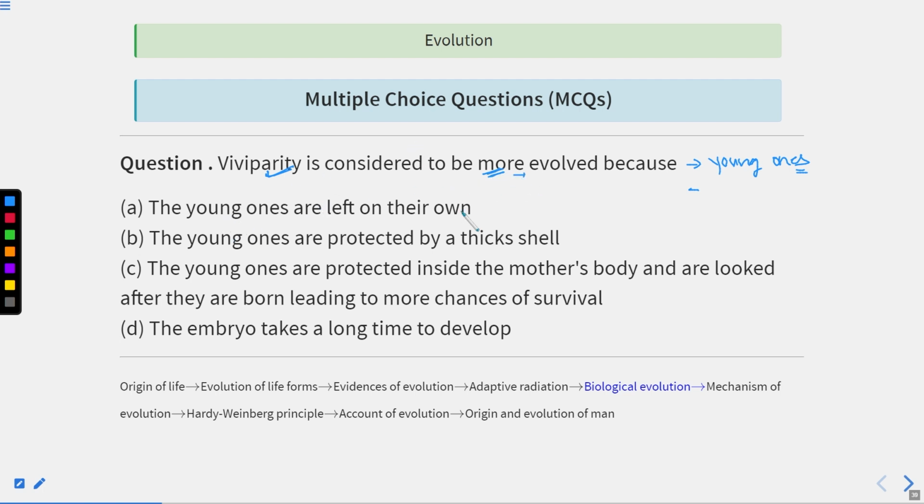So let's have a look at the options. Option number A, the young ones are left on their own. Option number B, the young ones are protected by thick shells. Option number C, the young ones are protected inside the mother's body and are looked after when they are born, leading to more chances of survival. Option number D, the embryo takes long time to develop.